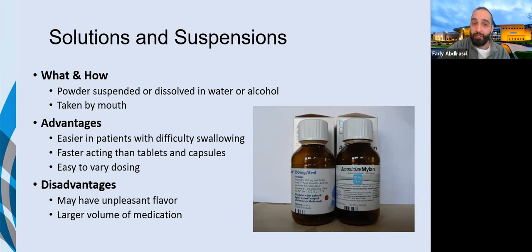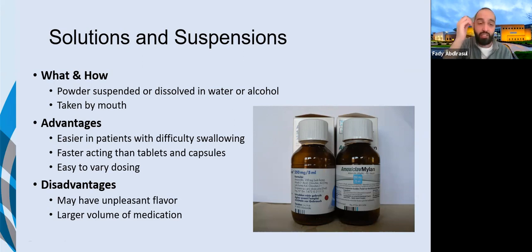The good thing with solutions and suspensions is you could vary the dosing very easily, right? With the tablets, you could only maybe cut it in half. With these, you just measure the liquid very differently. So rather than giving 5 milliliters, you could give 6.5 milliliters or 7 or 7.25 milliliters. So you could adjust the dose very easily using solutions or suspensions.